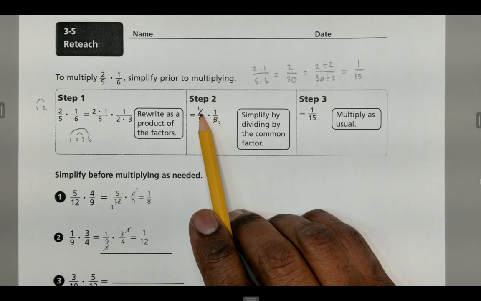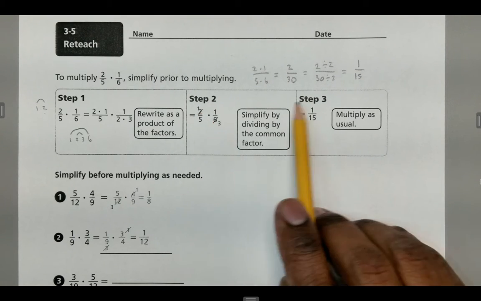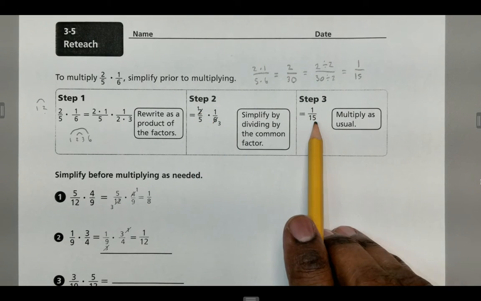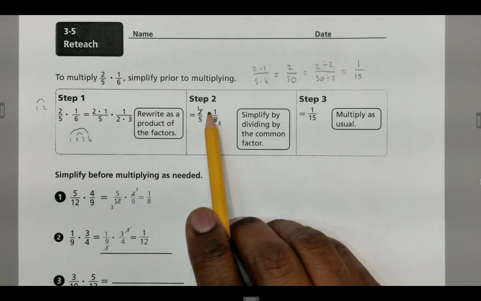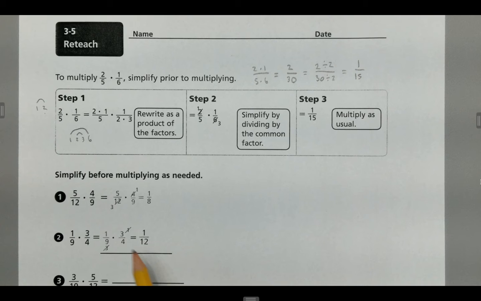And then what is left? 1 times 1 is 1. 5 times 3 is 15. We've done the simplifying earlier instead of waiting till the end. Let's see that in action down here for the first problem. 5/12 times 4/9. Look at our diagonals.